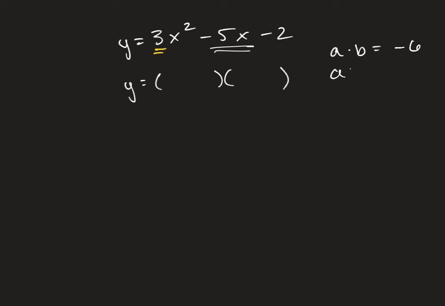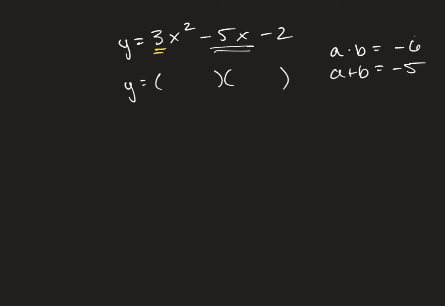And we want a plus b to equal the thing that's in the middle, right? What it was before, -5, I guess. So a times b has to equal -6. It's the a term, our leading coefficient, times our constant, and then a plus b wants to be our b term.